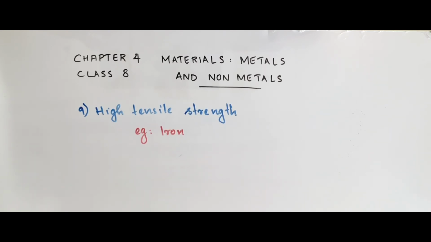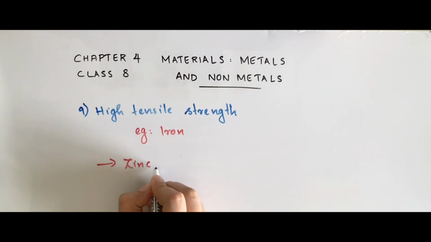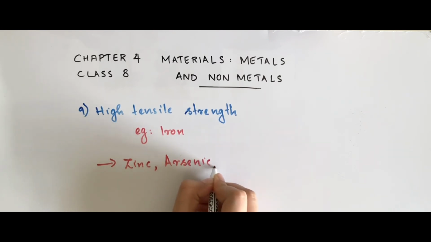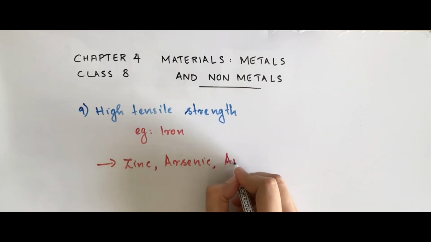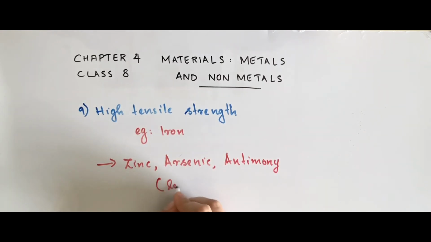Here also we have a few exceptions, like the metals zinc, arsenic, antimony. These have a very low tensile strength, so they break very easily. So these three are the exceptions.